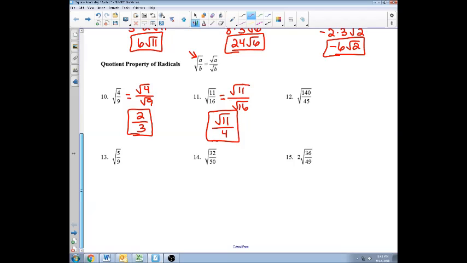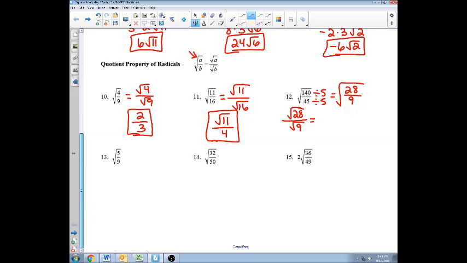On to number 12. Sometimes with the fraction underneath a square root sign, I need to see if I can simplify the fraction. In order to simplify the fraction, I will look for something that both the numerator and the denominator are divisible by. In this case, they would both be divisible by 5. So if I take 140 and divide by 5, I'll end up with 28. If I take 45 and divide by 5, I will end up with 9. That is still going to be under one square root. From here, I can make two separate square root problems.